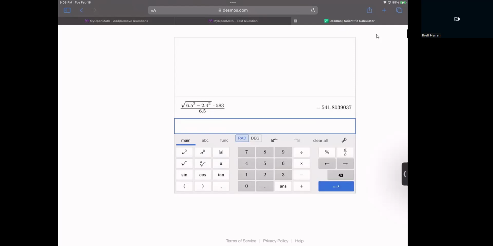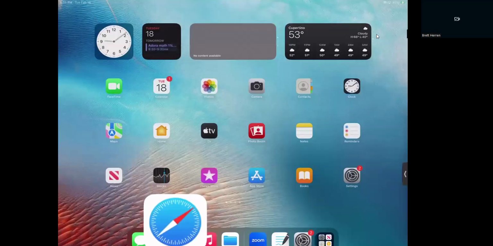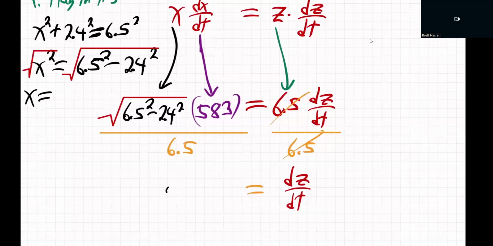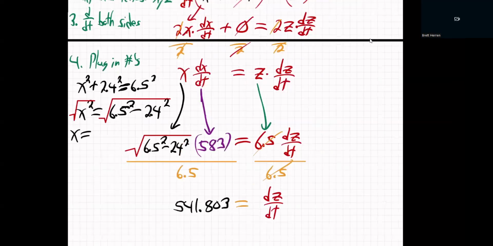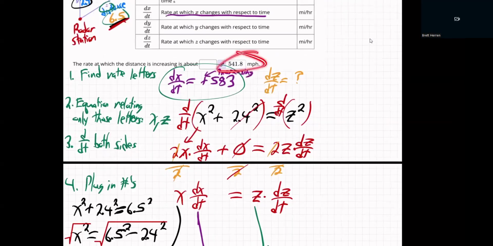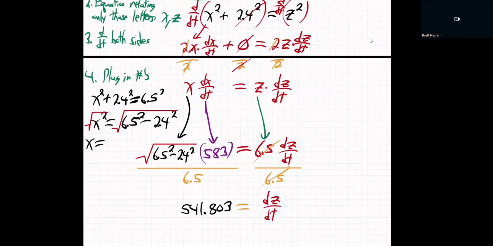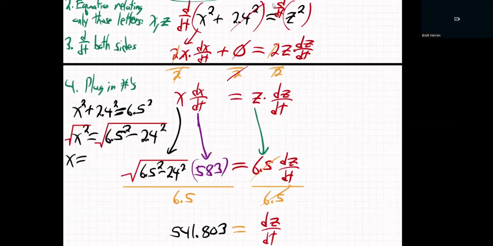I think that's it. That's 541.803. Is that the correct answer? Yeah, 541.8. Yep, there we go. We were able to find dz/dt like that. And so there we go.